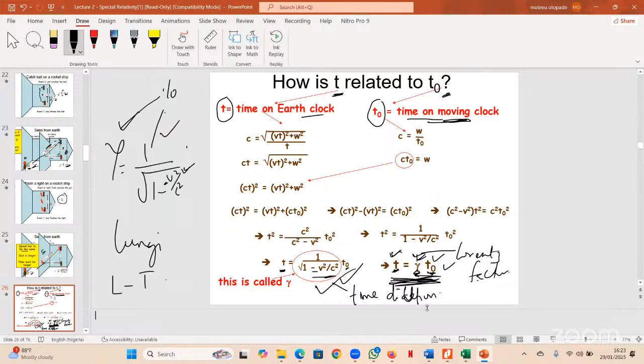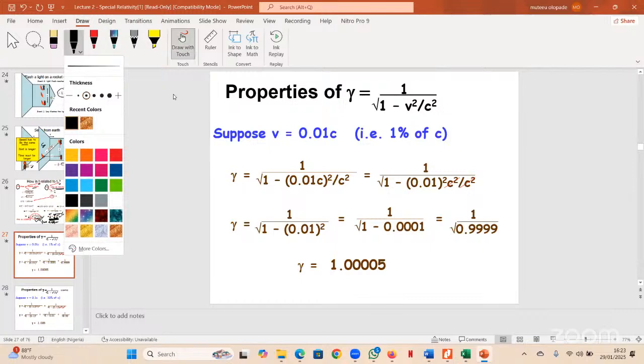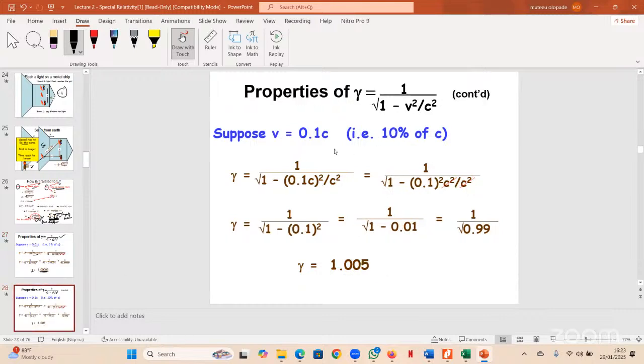Let me move on. Now we just want to look at the properties of gamma, which is the Lorentz factor. Suppose that you have V equal to this fraction of C. If you bring it here, you can see this crosses out, and at the end of the day gamma becomes this value. If it's 10% of C, you bring it here and it changes to this.